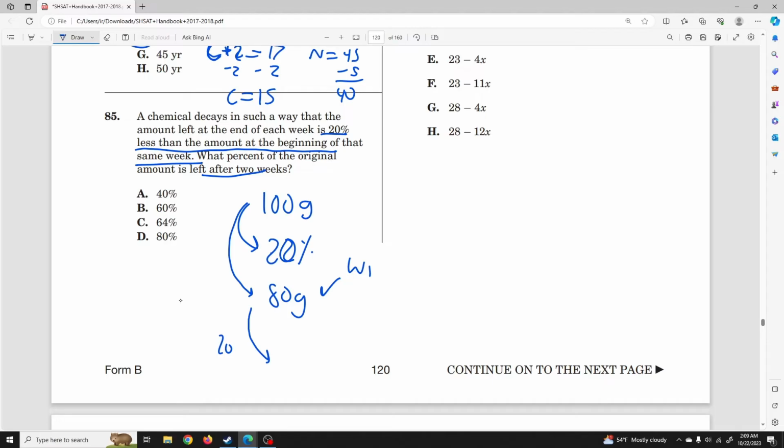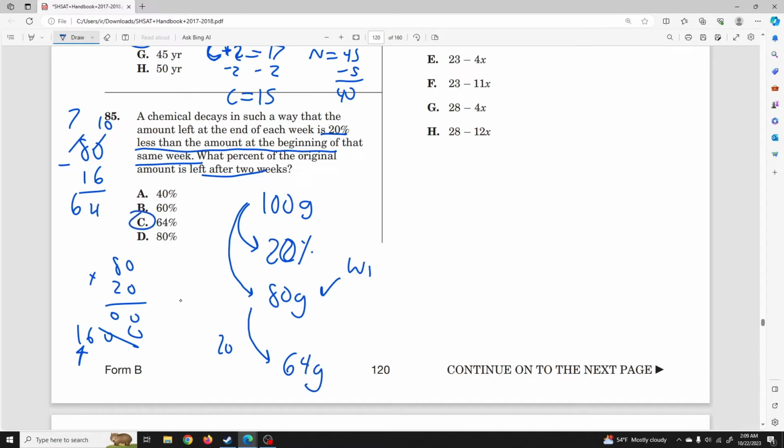We're just going to have to find 20% of 80, right? So 80 times 20, 0.00016, right? So here we're going to end up subtracting 16 from 80. 80 minus 16 is equal to 64, right? So after the end of the second week, we're going to have 64 grams left. In other words, 64% is going to be left. That's all.